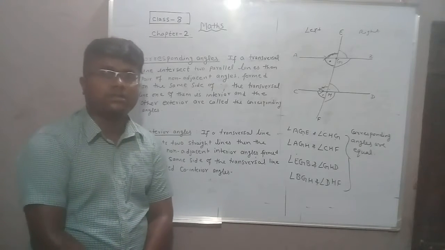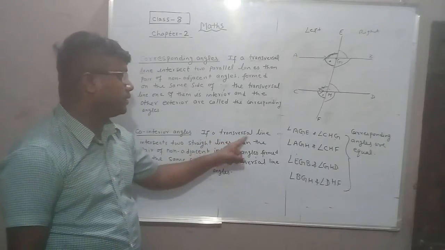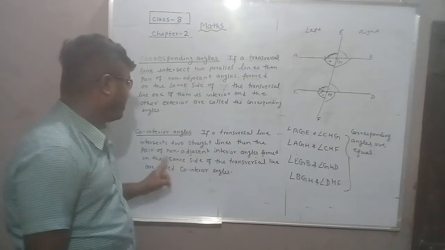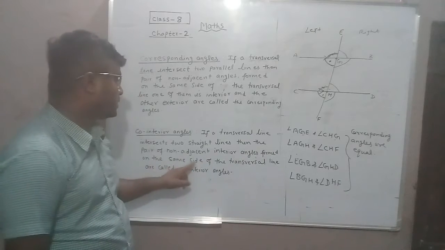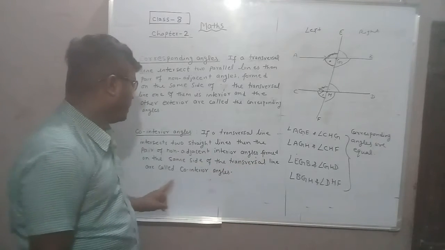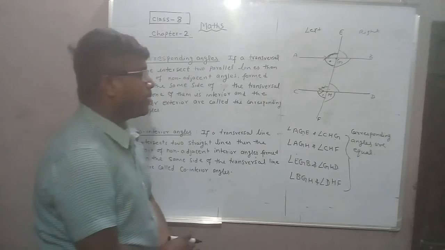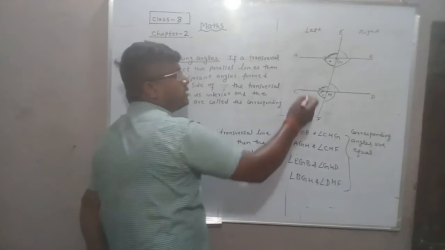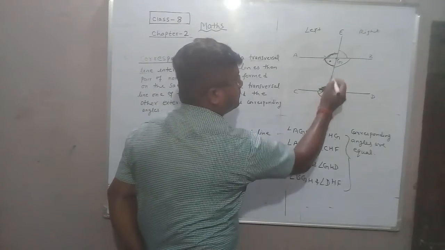Similarly, our next topic is co-interior angles. If a transversal line intersects two straight lines, then the pair of non-adjacent interior angles formed on the same side of the transversal line are called co-interior angles. So here, the same figure I am explaining. For the co-interior angles, these two angles are co-interior angles.